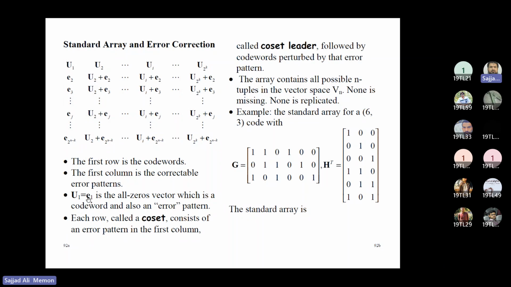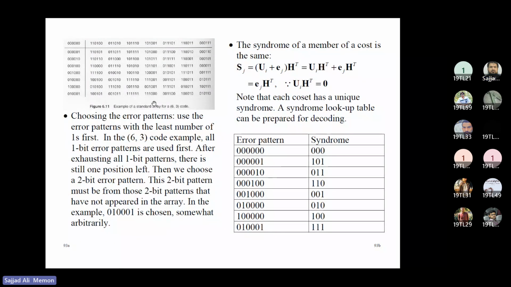So U1 is the all-zeros vector, which is a code word and also an error pattern. And each row, called a coset, consists of an error pattern in the first column, called the coset leader, followed by code words perturbed by that error pattern. The array contains all possible entries in the vector space. None is missing and none is replicated. Example: the standard array for a (6,3) code is shown here in this figure.